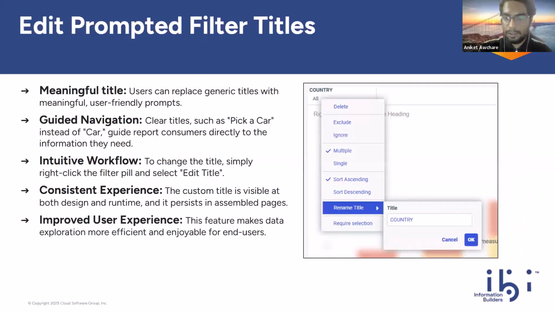Apart from that, we have also made a change to the title itself. Earlier, the titles were fixed. Whatever is in the master file, we would just fetch that and display it in Designer. So if, let's say in this case, the title was country, we would just display country in the prompted filters. But we understand that a lot of our users have custom titles, wherein rather than just showing country, they want something meaningful, such as select a country or pick a country or choose a country.